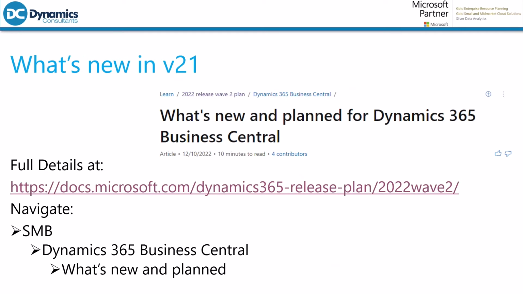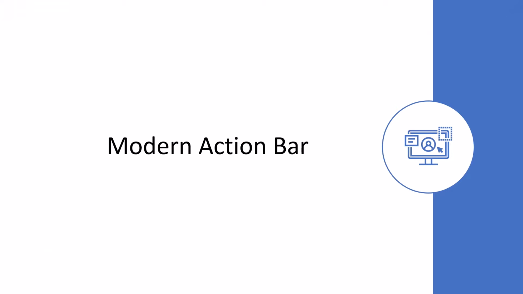So in this session I've picked out about 12 different features that I think are the highlights of what they've released in this version. If you want to see the complete list or find out more information about anything I've shown, then you can go to the addresses on the screen now and then navigate through to SMB, Dynamics 365 Business Central, and then what's new and planned, and we'll pop this link up in the chat or the questions area in just a moment. So let's start looking at these features.